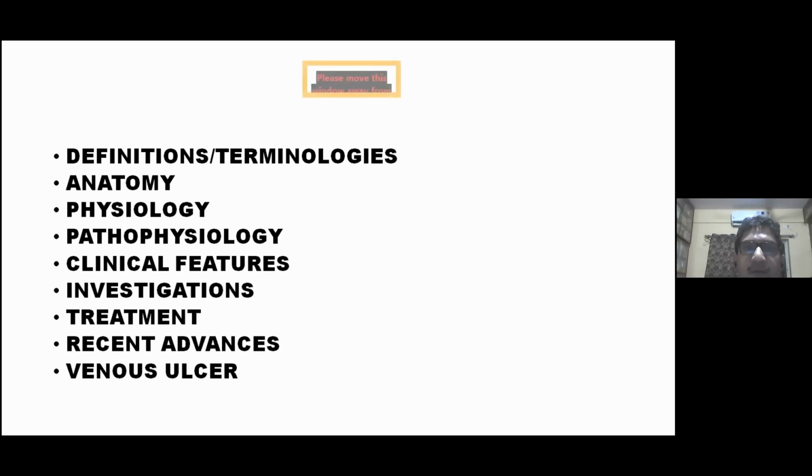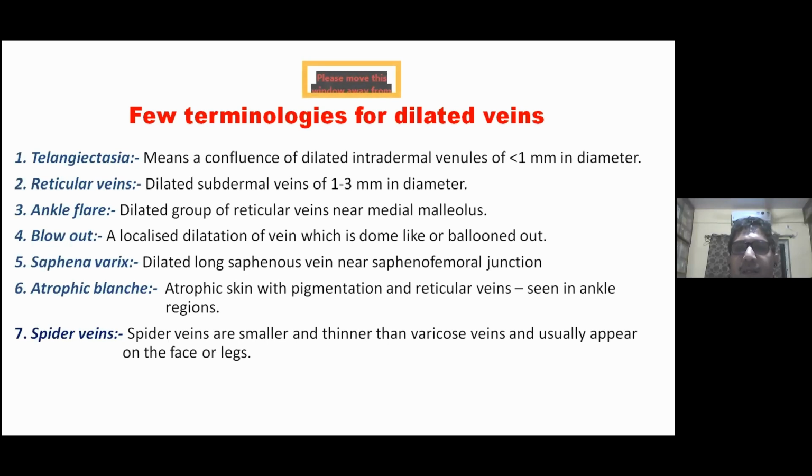So first, we are going to know some terminologies. First is telangiectasia. It is a confluence of dilated intradermal venules of less than 1 millimeter in diameter, then reticular veins, dilated subdermal veins of 1 to 3 millimeter in diameter, ankle flare, a dilated group of reticular veins near the medial malleolus. Blowout is a localized dilatation of vein which is dome-like or ballooned out.